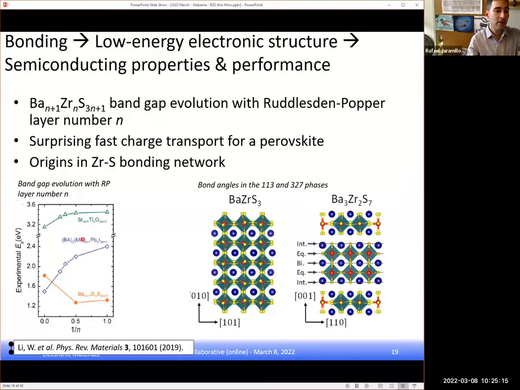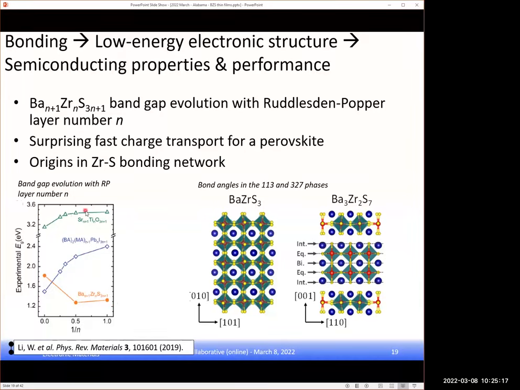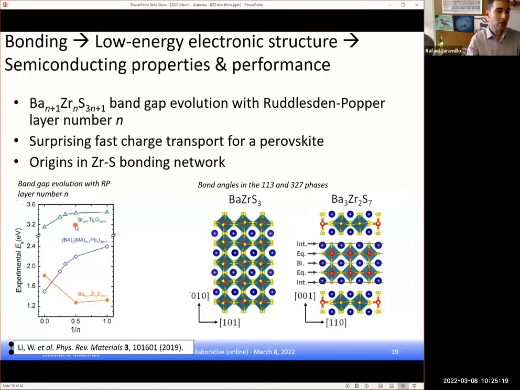And this is contrary to everyone's experience with oxides and halides. In oxides and halides, here showing STO and a MAPI blend, the intuition and the data show that as you confine carriers, the band gap increases. And it's thought to be a quantum confinement effect. But we see the opposite in chalcogenide perovskites. And if you look at the crystal structure, the actual answer is staring you in the face.